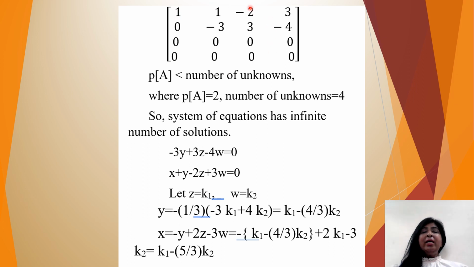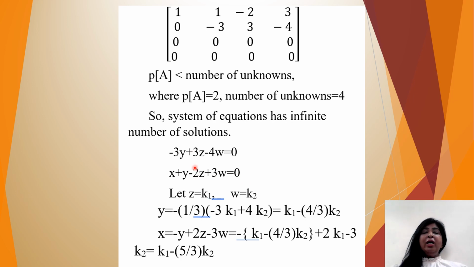Now we are getting the matrix in row echelon form. As the matrix is in this form, the pivots are 1 and minus 3, so the rank of A is equal to 2. The number of unknowns is 4. So the system of equations has an infinite number of solutions. So what equations does it become? We get minus 3y plus 3z minus 4w is equal to 0, and x plus y minus 2z plus 3w is equal to 0.